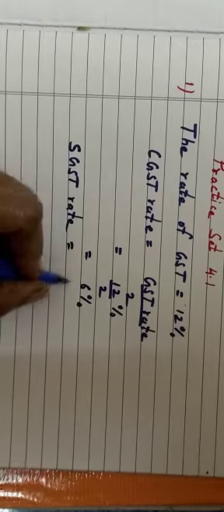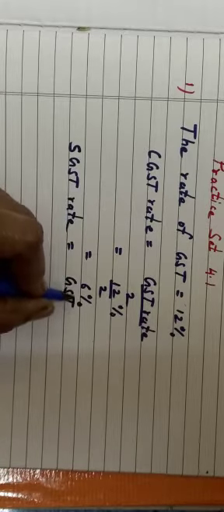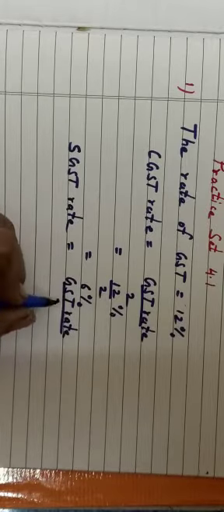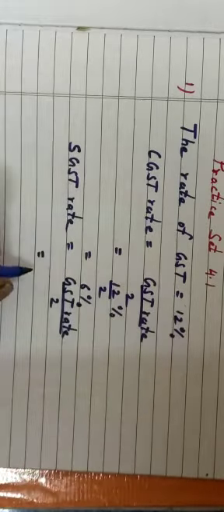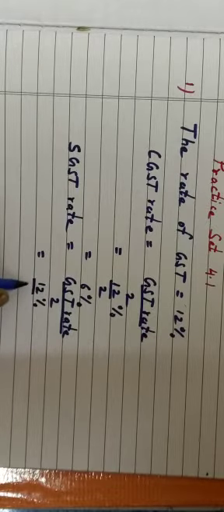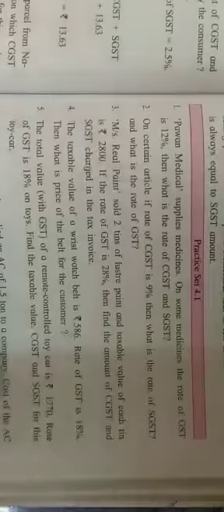Same way, SGST rate is equal to GST rate upon 2. Same answer it is, because both are half of GST, but you will have to write it in exam: 12% upon 2, which is equal to 6%. This way you can solve the first sum, which is very, very easy.